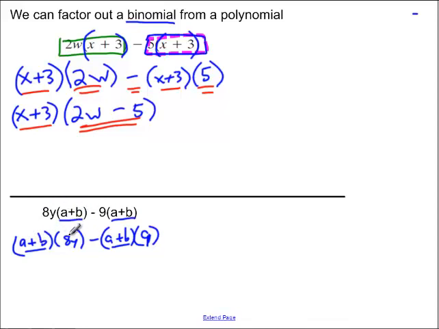Here's my greatest common factor, what's left. And now we can use the distributive property to say, well, let's pull out that a plus b as our greatest common factor, and then rewrite everything that's left, 8y minus 9. And there's our factorization, including factoring out this greatest common factor that happens to be a binomial.